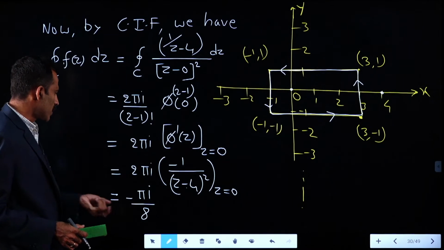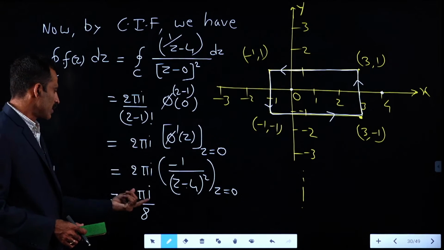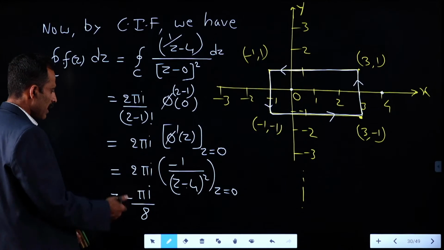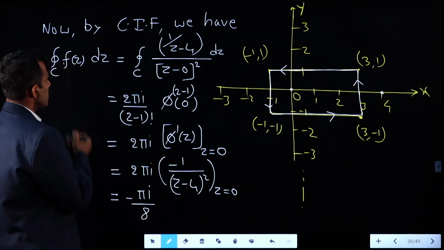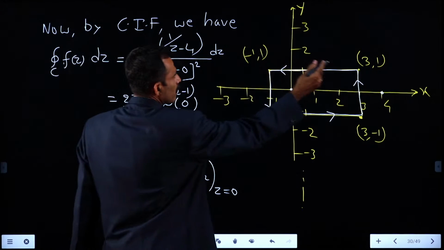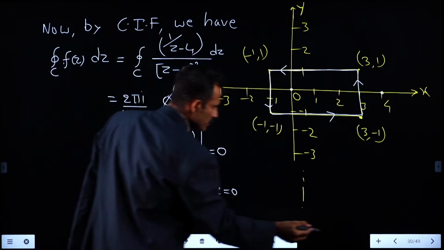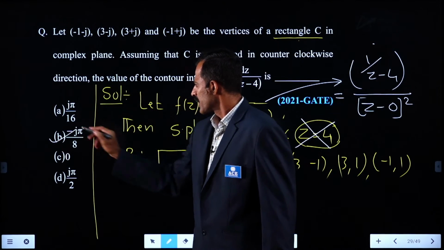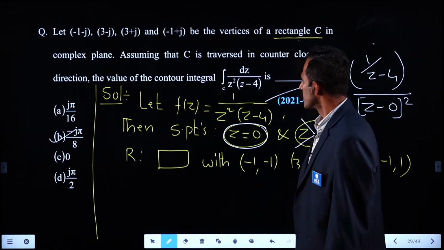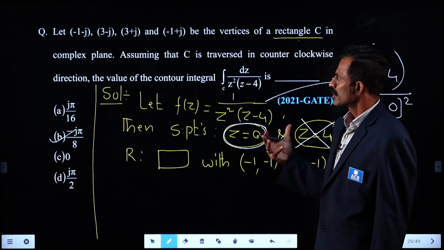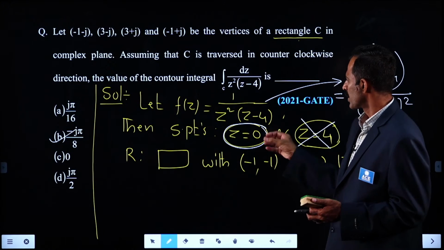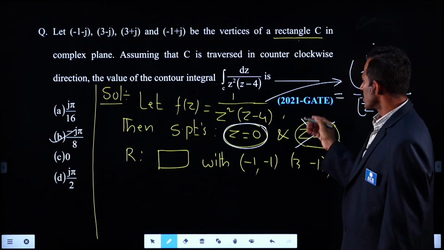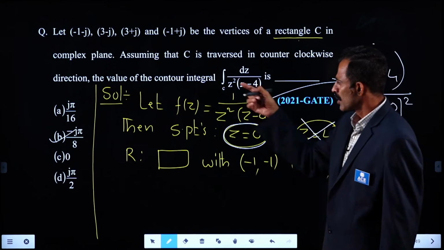In the problem itself, instead of i, j was given. So instead of i, we can take j, that is minus pi j by 8 or minus pi i by 8. Now this is the value of this integral for the given closed curve along this rectangle, that is minus pi j by 8. It is the correct answer. So like this we can do the problem by Cauchy's integral formula because the singular point is inside the region. It is also a previous GATE question. This question was given in the year 2021. It is a multiple choice question.